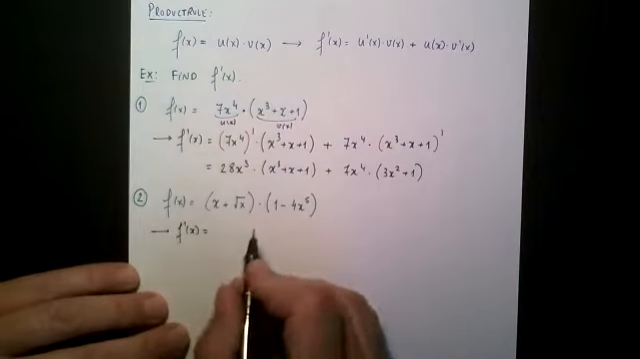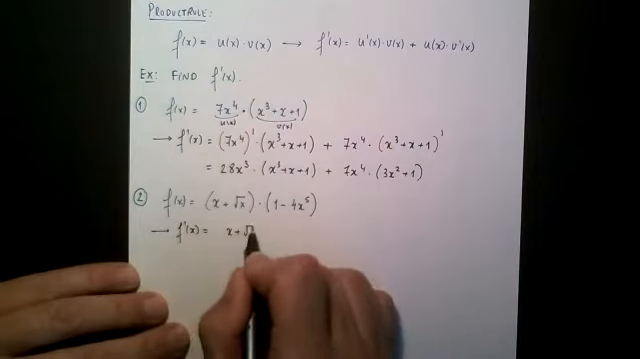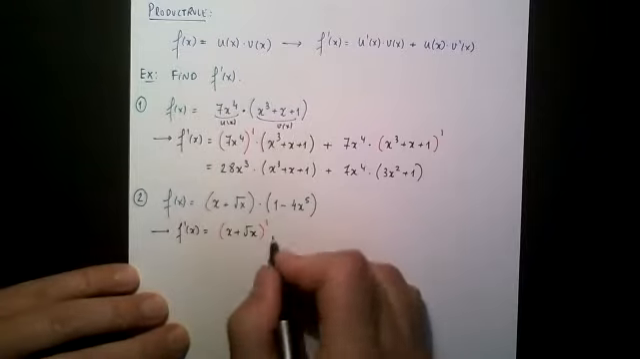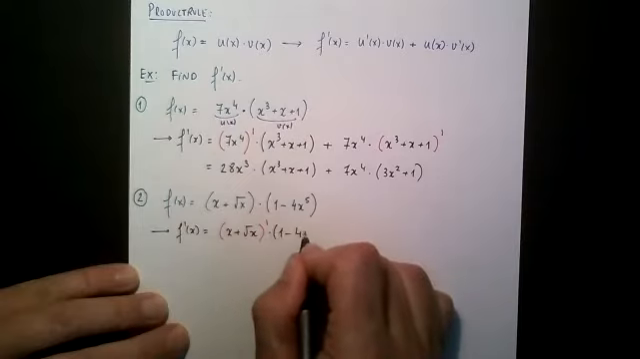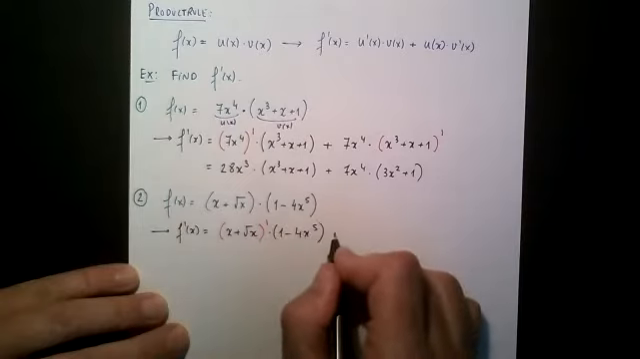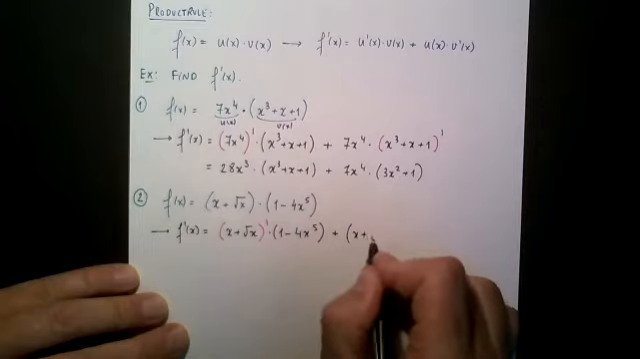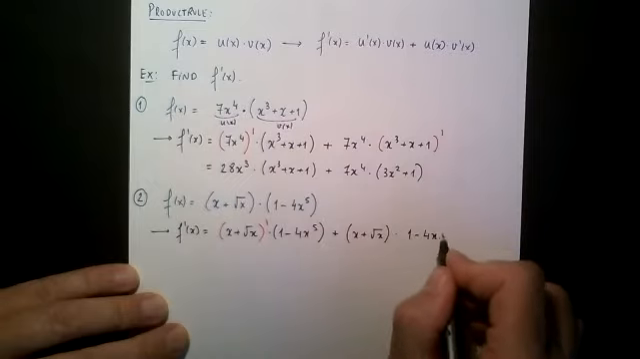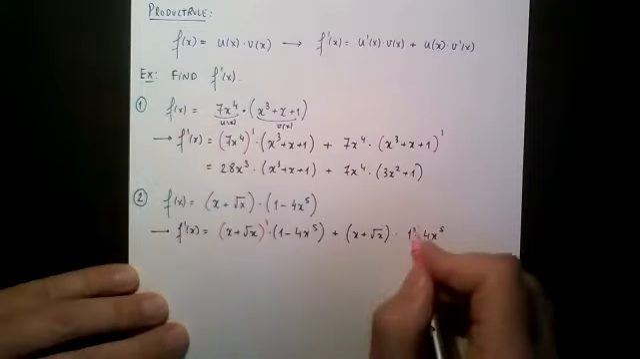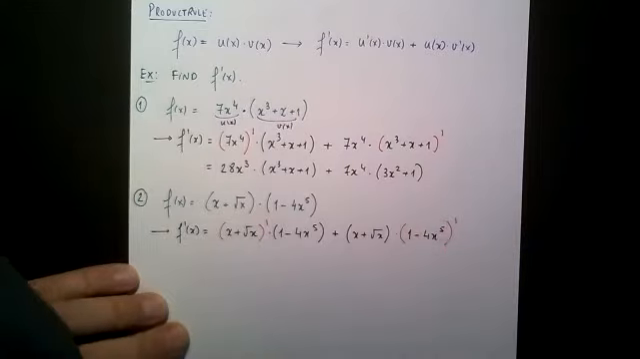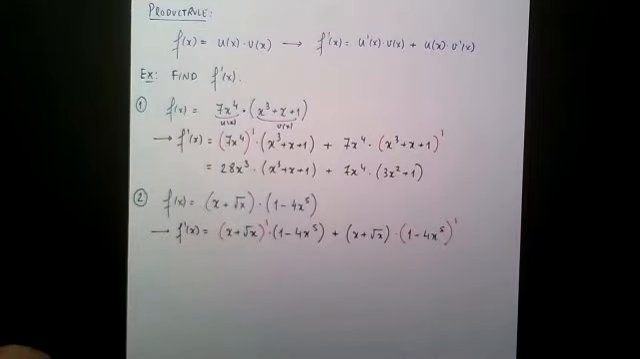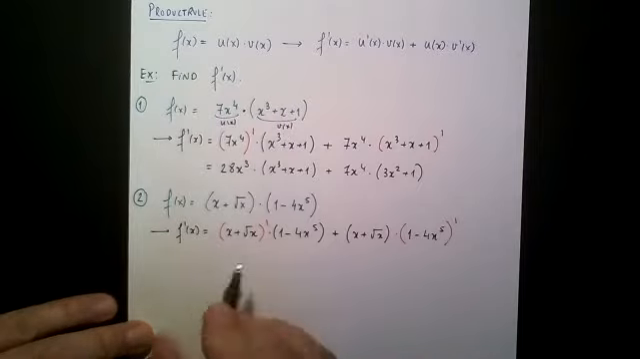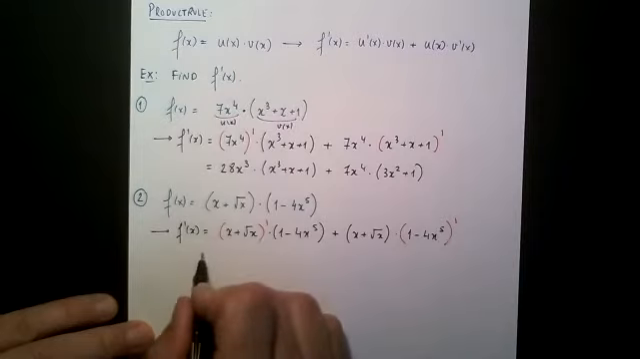So u prime, so x plus root x prime, times the second one, 1 minus 4x^5, plus the first one, which is x plus root x, so u, times the derivative of the second, v prime. Okay, and then I just have two little derivatives to evaluate, which are pretty easy since we know the linear properties and we know the power rule.